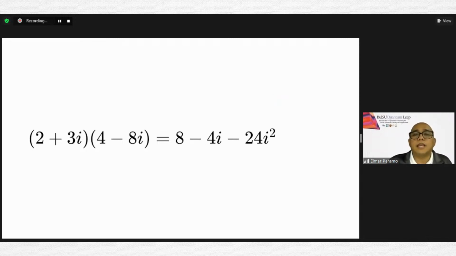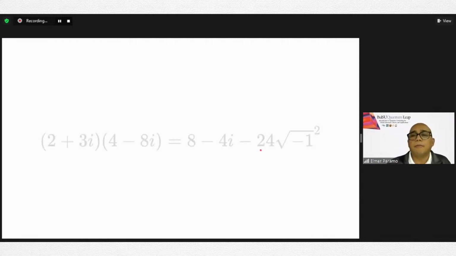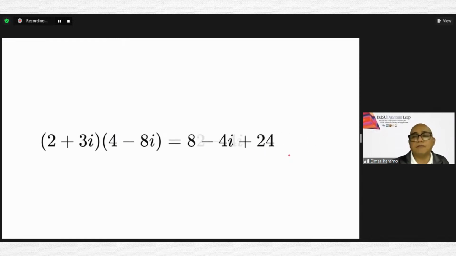8 minus 16i plus 21i minus 24i. Sorry, I think there's something wrong here. That's 12, 16, yeah, negative 16 and 12. So negative 4i. And then 3i times 8 is 24i squared. But since i squared is negative 1, the final answer is 32 minus 4i, which is also a complex number, as you can see here.